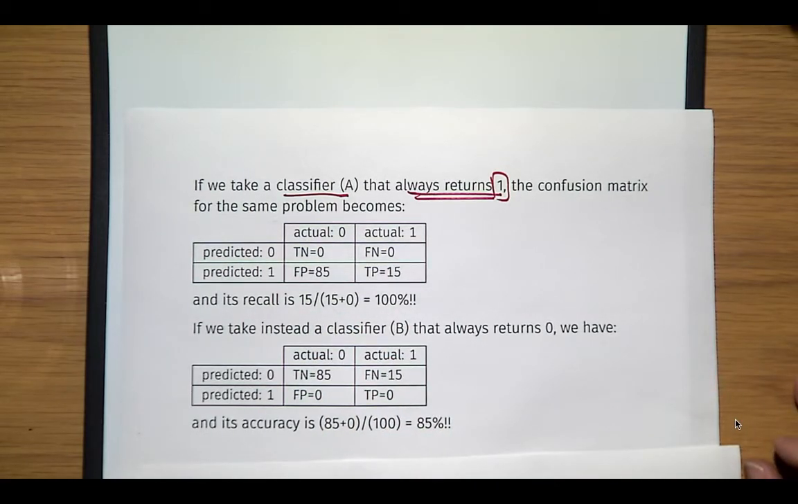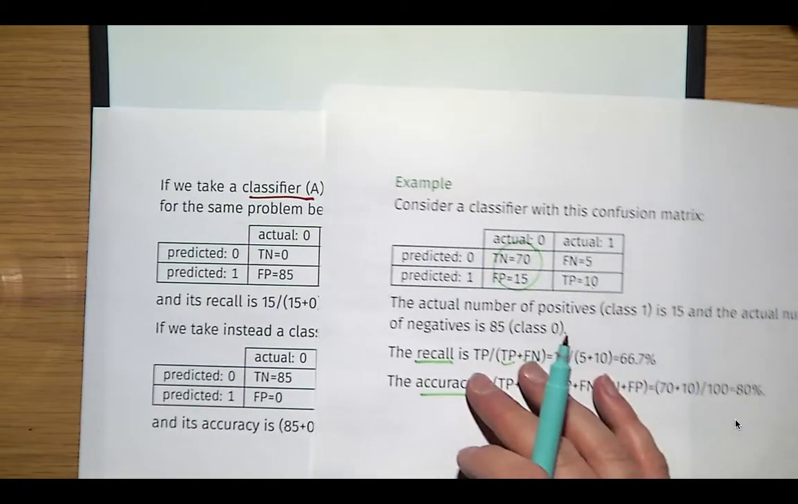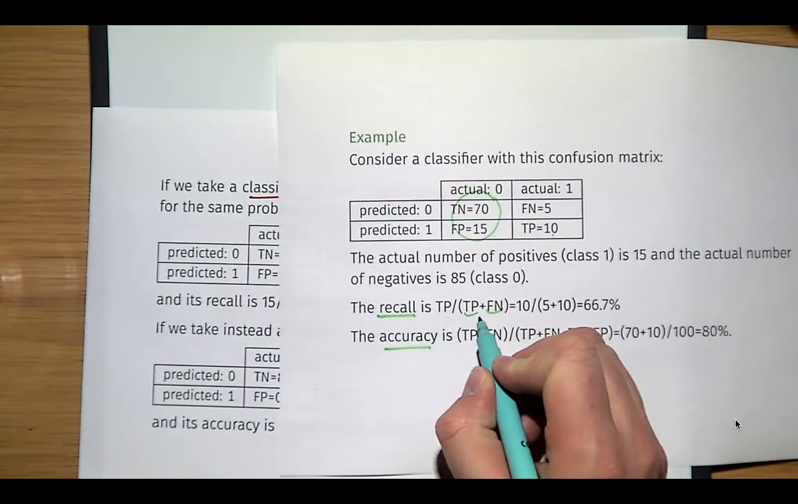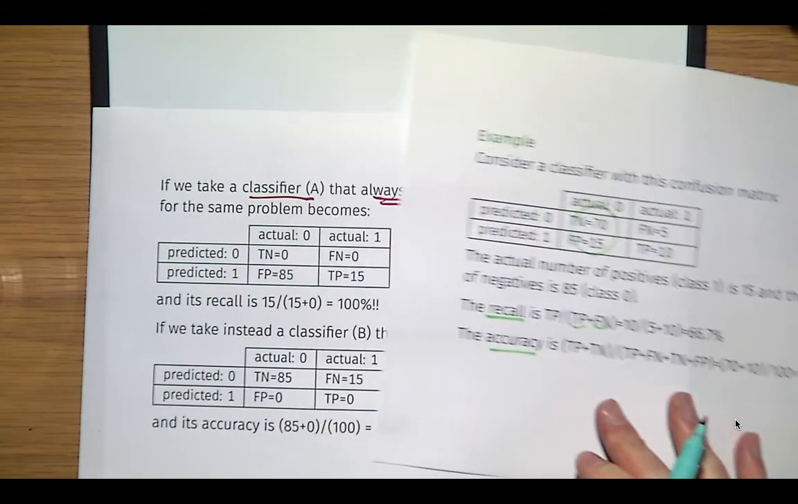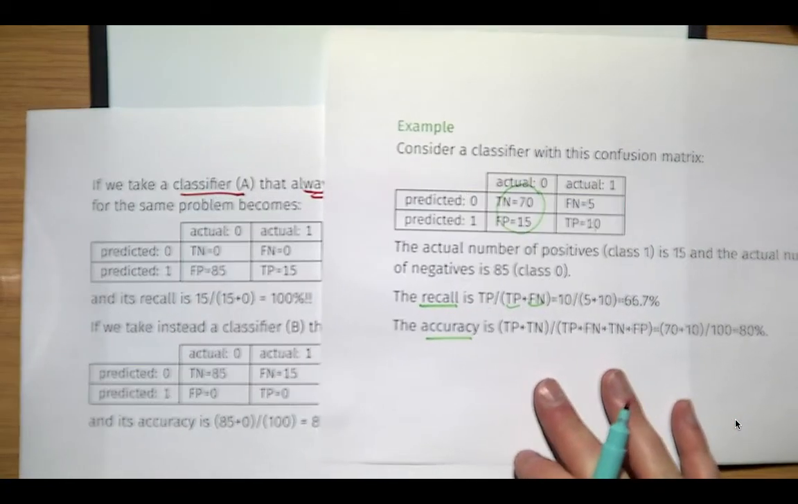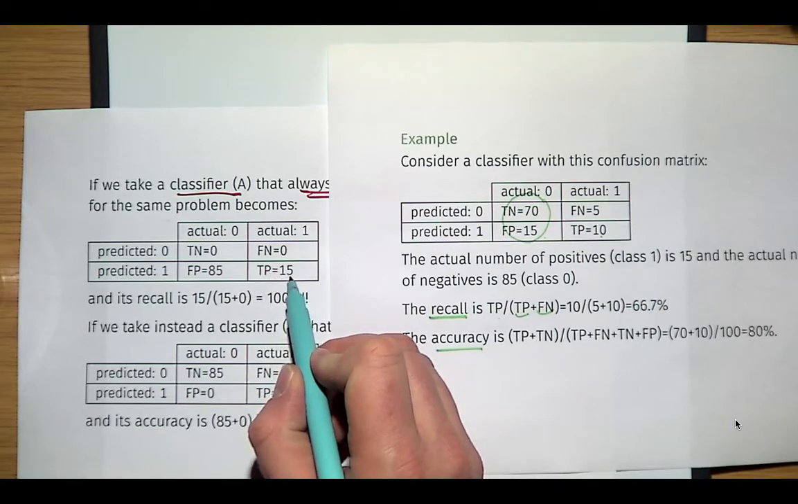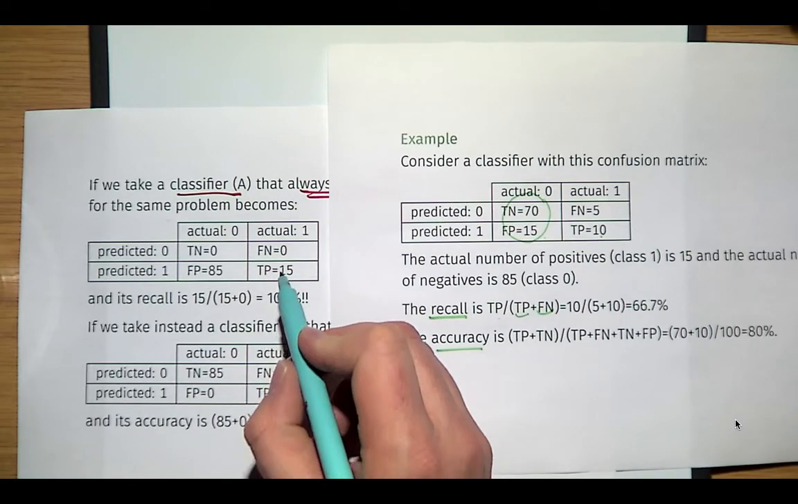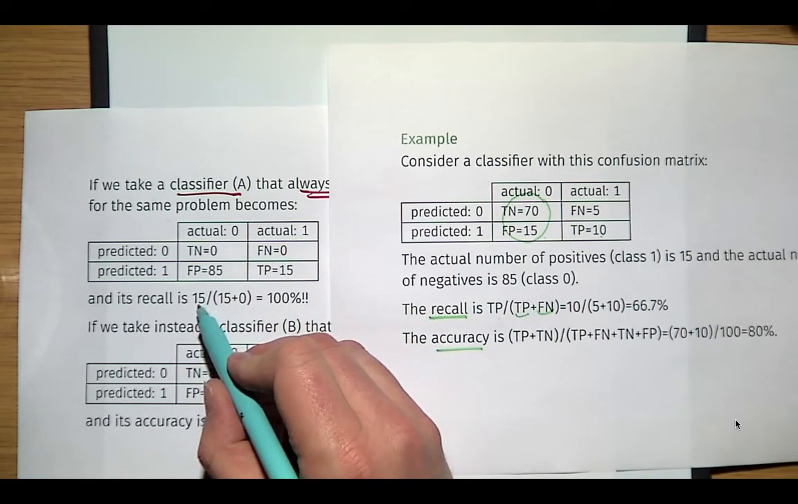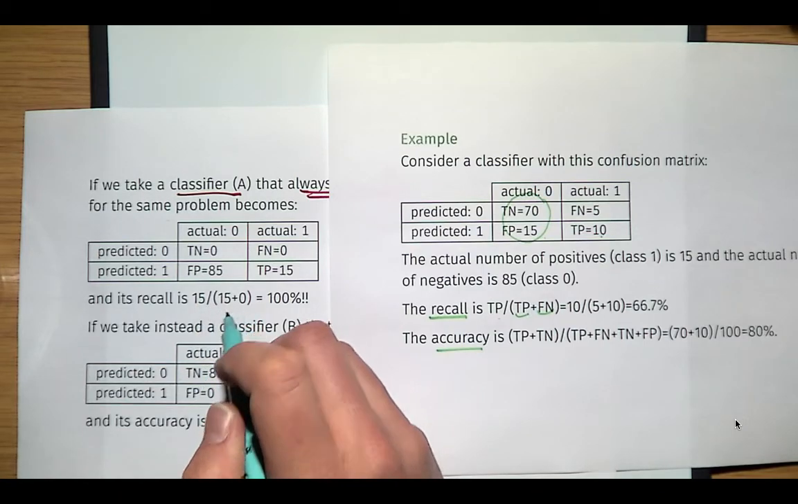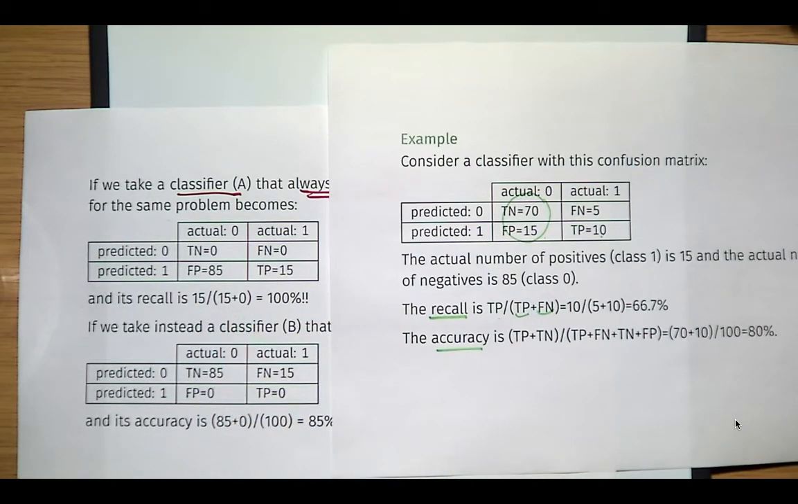And when you look at the recall, the recall is the number of true positives divided by true positives plus false negatives. We see that true positive is 15 and false negative is 0. So we have 15 divided by 15, it's 100%. So it's amazing. You have a system that will retrieve 100% of your positive class. You can't fail.